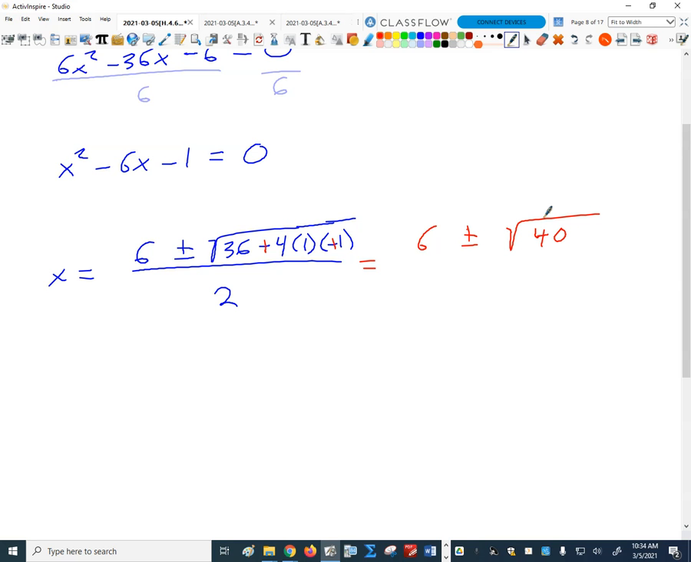Okay, now I can see that this radical is not going to go away. 40 is not a perfect square. So let's go ahead and split these fractions up then.